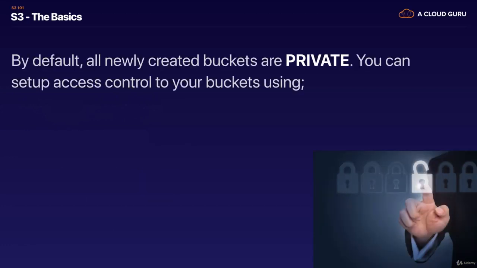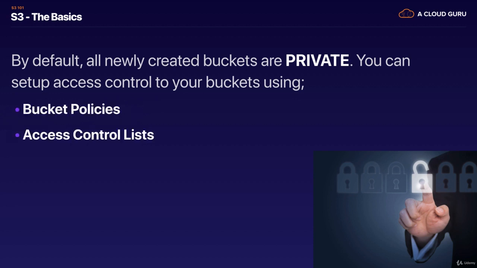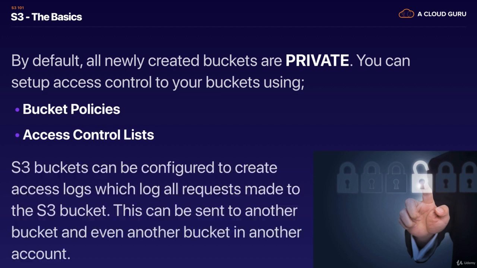So we learned in the last lecture that by default all buckets, when we create them, are private, and that was those four little checkboxes. And you can set up access control to your buckets using bucket policies and access control lists. Now bucket policies work at a bucket level, whereas access control lists go all the way down to individual objects.